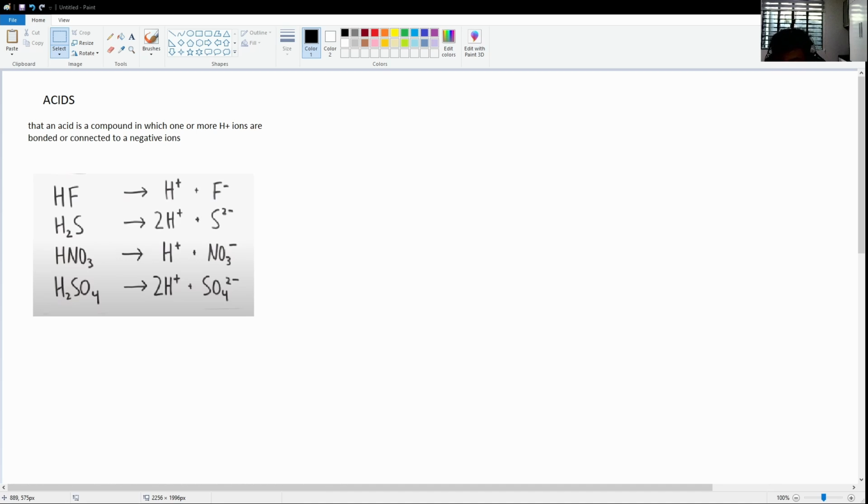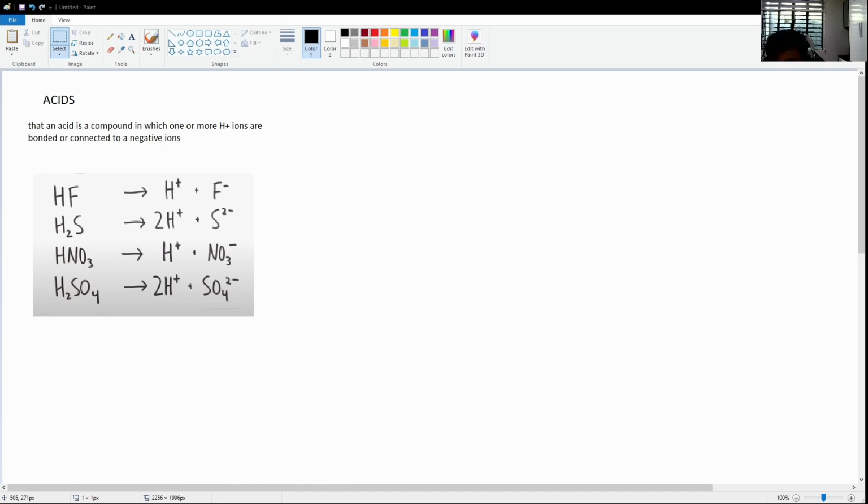Well, there are many ways to define acid, but for what we're going to be doing here, I will say that an acid is a compound in which one or more H plus ions are bonded or connected to a negative ion. Now this isn't a perfect definition, but it's going to work really well for what we're doing here today. So here's a list of some common acids, and we can break each one of these acids down into an H part and a negative ion part.